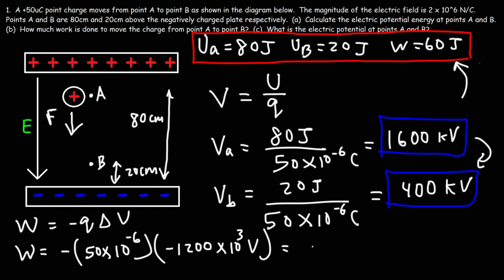And this will give you the same answer, positive 60 joules. So in all cases, we can see that the work done on this charge to move it from point A to point B is going to be positive.